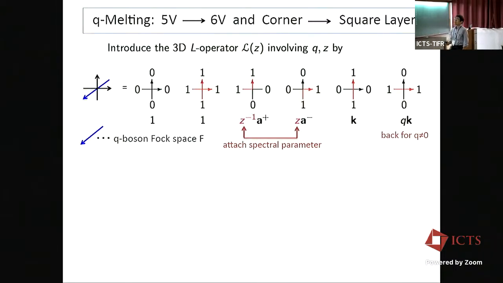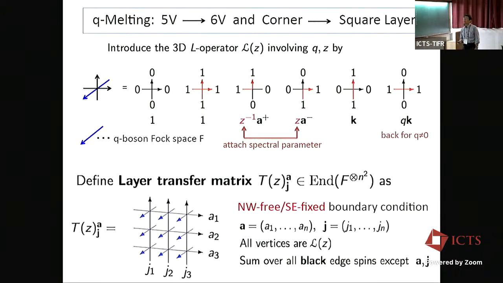So the first one is Q melting. Because I introduced Q back, the last vertex is coming back. So it becomes a 6 vertex model, but I introduce an extra spectral parameter here. So again, this curly L is an operator acting on the Fock space, indexed by these 4 indices and takes the form of the 6 vertex model. And now using this as a building block, I construct a layer transfer matrix by this diagram.